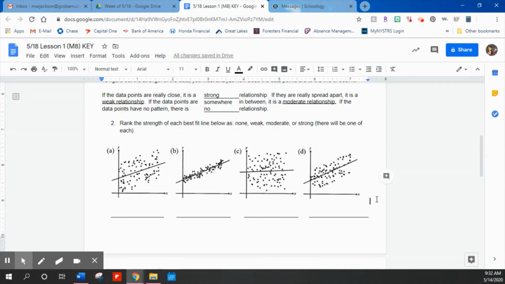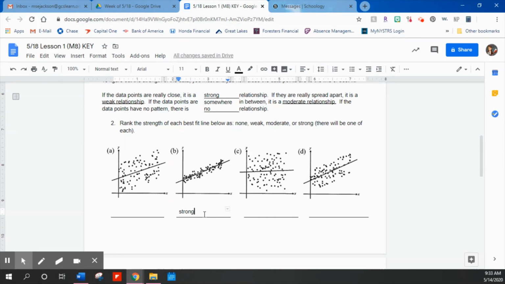So we have 4 different graphs down here. There's going to be one of each graph. So let's do the obvious ones first. I don't know about you, but my eyes are gravitating towards B. Those points are really close to each other, and that means that they're really close to that line of best fit. So this is a really strong relationship.